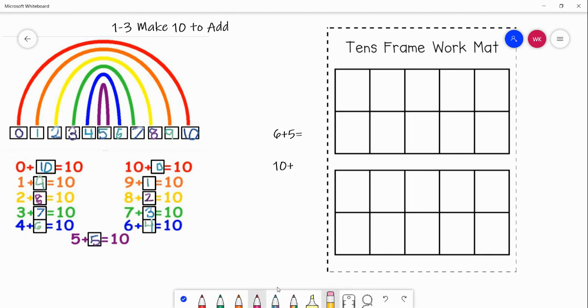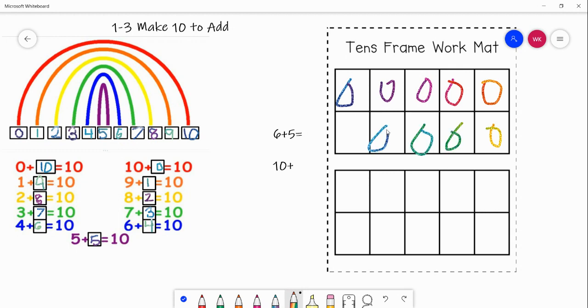Let's draw out 10 circles. 1, 2, 3, 4, 5, 6, 7, 8, 9, 10. All right, so we have 10 right now. We gave four from the 5 and gave it to the 6 so that we can make 10. So we have 5 minus 4. So if you hold up 5 fingers and you put 4 down, 1, 2, 3, 4. You only have 1 left.